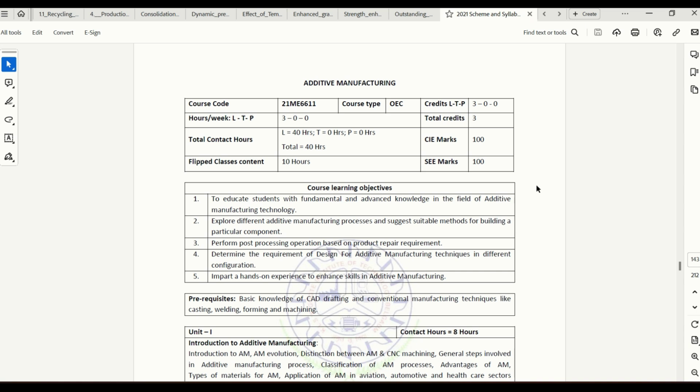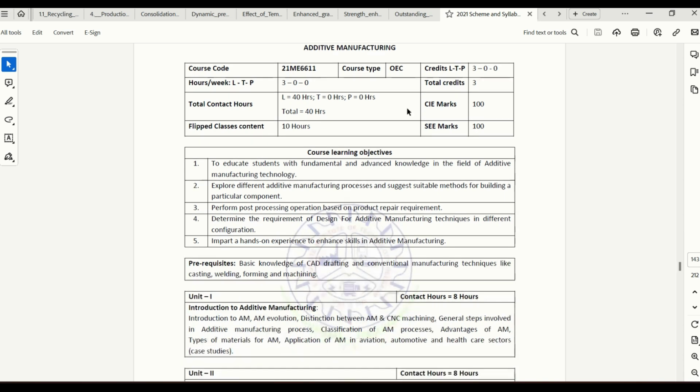As a part of our Mechanical Engineering department, we are offering you this unique course called Additive Manufacturing or 3D printing. If you can see on the screen, the syllabus of the subject is being shown. The subject name is Additive Manufacturing, and the course outcome is that we will enable the students to know the fundamental and advanced knowledge related to additive manufacturing. We'll be exploring different additive manufacturing processes and suggesting suitable methods for building a particular component.